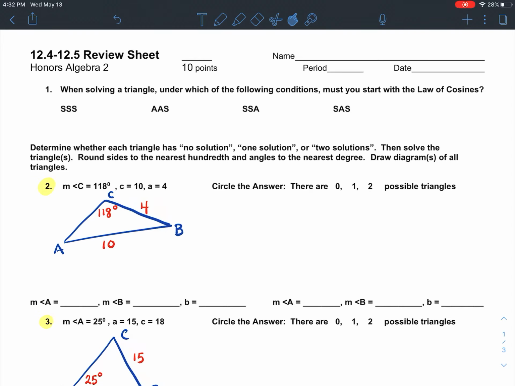Okay, I've just chosen a few problems to highlight on the review sheet to explain some parts of them without going through the entire problem. I wanted to focus and make sure that everyone was feeling all right with how to tell whether there are no triangles, only one triangle, or two possible triangles that could be made with the given information.